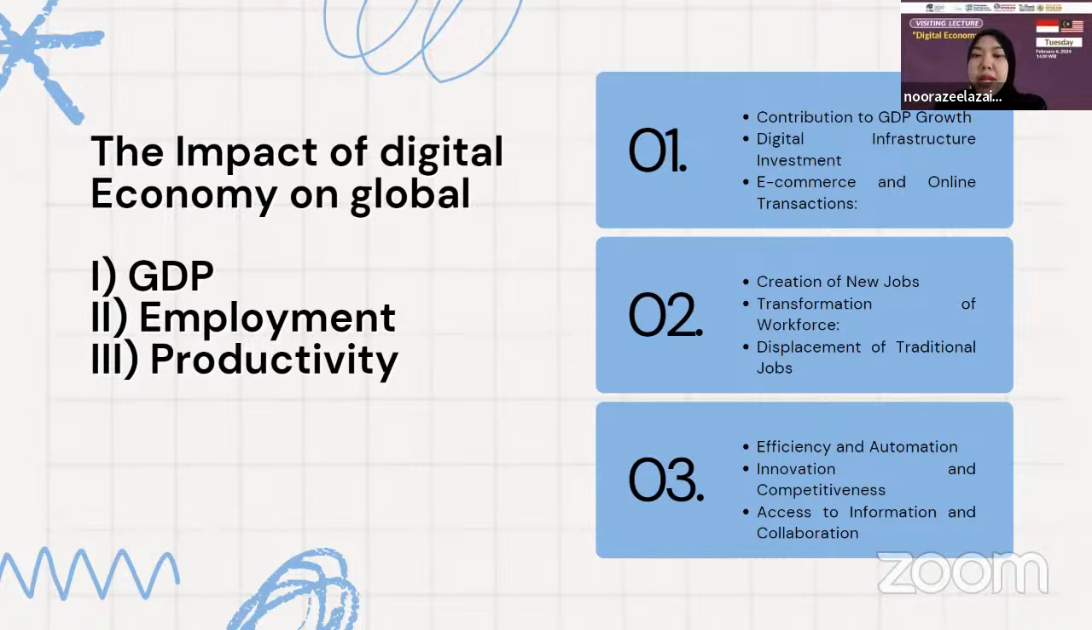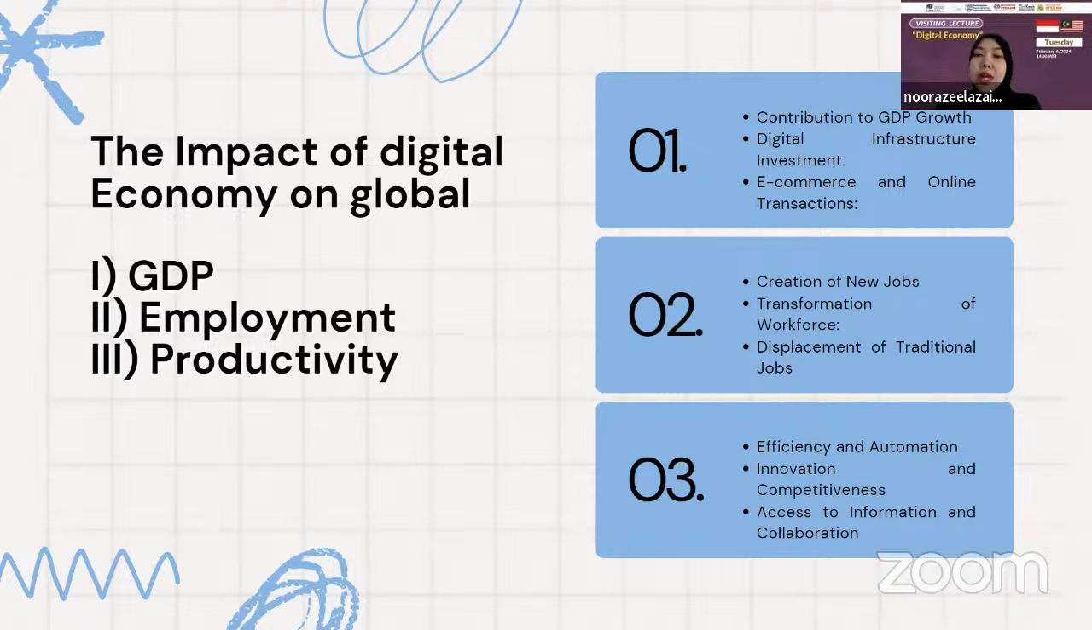And e-commerce and online transactions. The rise of e-commerce and digital transactions has led to an increase in economic activity as consumers and businesses conduct transactions online. This includes online retail sales, digital services, and business-to-business transactions conducted over digital platforms.